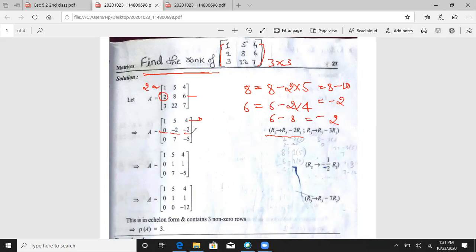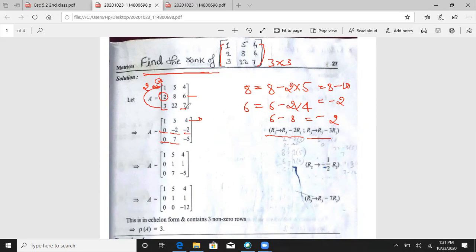Okay, let's come to the third row, that is 3 is there. So we operate on the third one, that is R3 equal to R3 minus 3R1. 3 multiplied with this one, that is 3 into 1 is 3, that is plus 3 and minus 3, that is 0. Next comes here, that is 22, that is R3 equal to 22 minus 3 into 5, 15. 22 minus 15, that is 7.